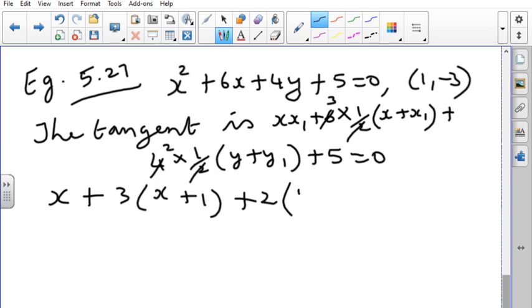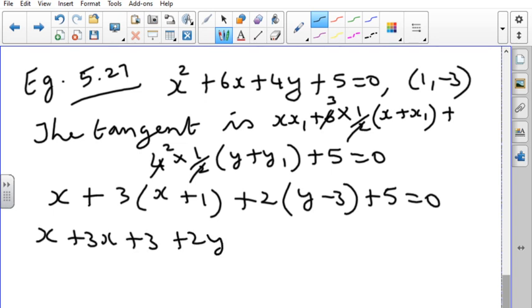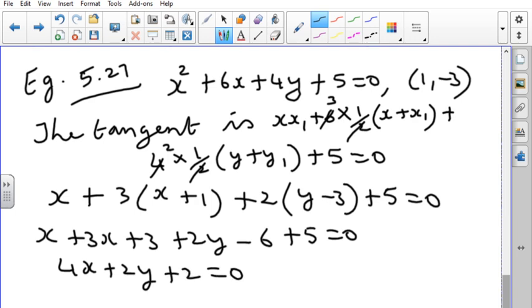So 2 into y minus 3 plus 5 is equal to 0. So now this is x plus 3x plus 3 plus 2y minus 6 plus 5 is equal to 0. So we get 4x plus 2y, 3 plus 5 is 8, 8 minus 6 gives you plus 2 is equal to 0. So this is the equation. Here 2 is common, so you divide throughout by 2. So 2x plus y plus 1 is equal to 0 is the equation of the tangent.